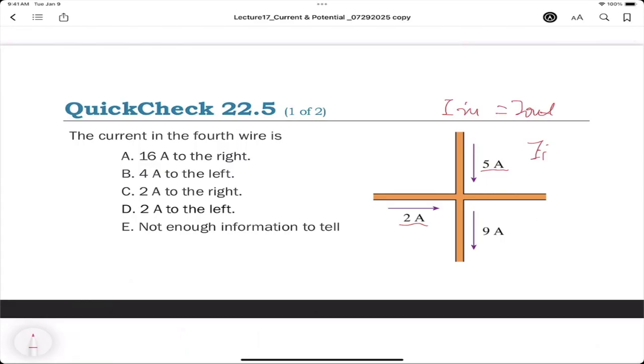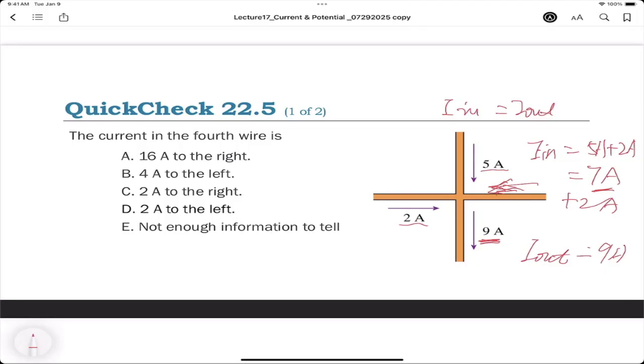I in equals 5A plus 2A equals 7A. Am I right? And here there is an out of 9A. This one is greater than this one, and the I in should equal I out. Am I right? So there is another I in. Otherwise, Kirchhoff's junction law doesn't work. So there is another I in in this direction, and then 2A, 5A, and the 9A output.